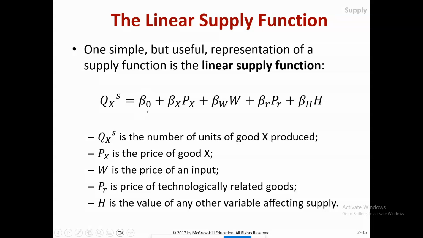It is equal to beta 0, which is a vertical intercept, a constant number, plus the coefficient beta x multiplied by price of x, this is the most essential part, plus beta w multiplied by price of an input, for example, price of input of the product, plus beta r multiplied by price of technologically related products. Maybe substitutes in production or complements in production, and the other values of any other variables affecting supply.